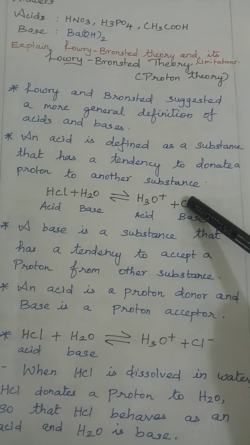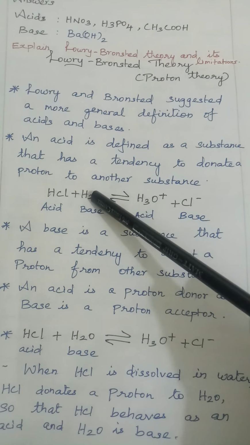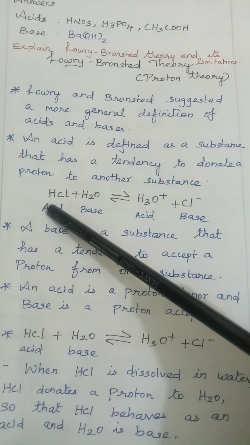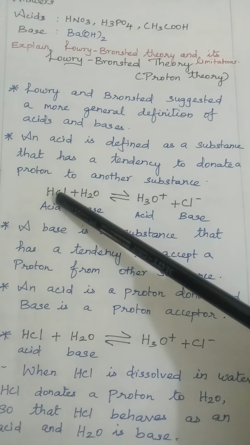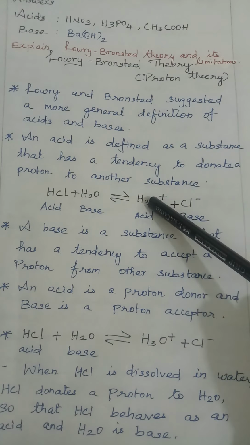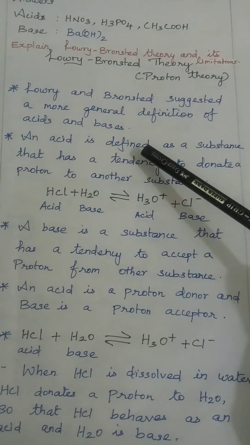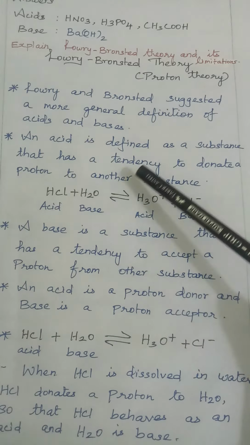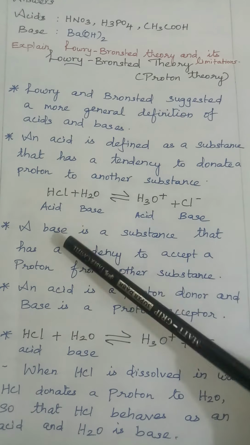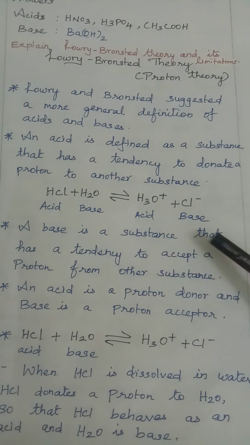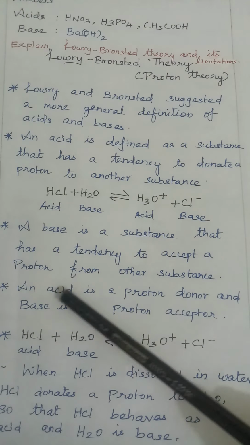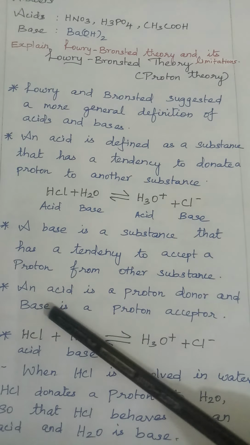Proton means hydrogen. So HCl donates the proton to H2O and becomes Cl minus, so that HCl acts as acid. H2O accepts a proton, a hydrogen, and becomes H3O plus. So an acid is defined as a substance that has the tendency to donate a proton to another substance. A base is a substance that has the tendency to accept a proton from another substance. An acid is a proton donor and a base is a proton acceptor.